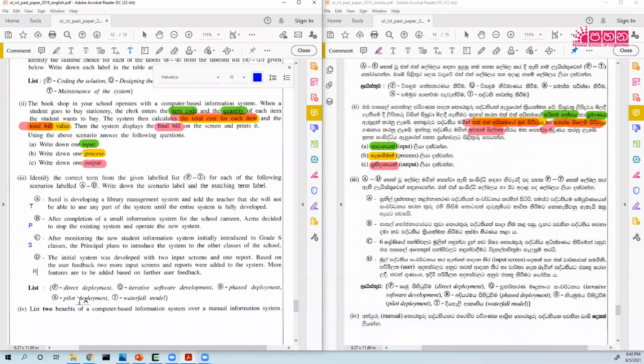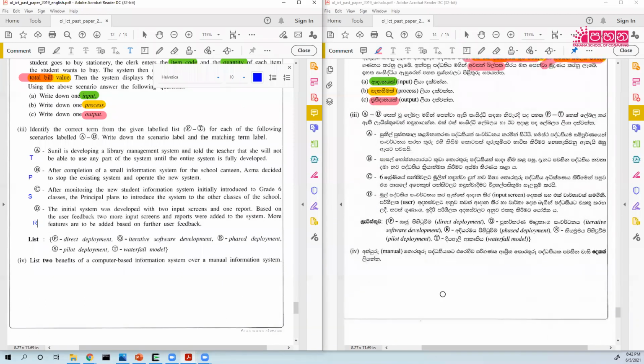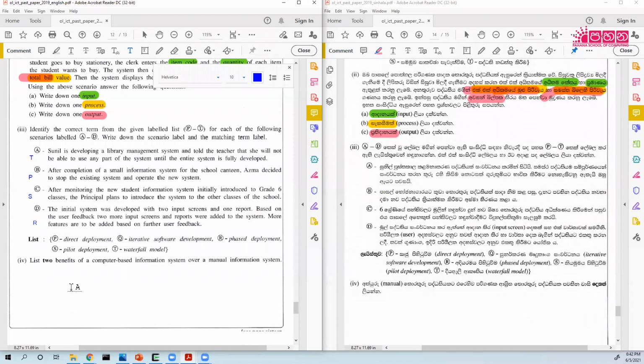Right. Okay. Last one. Can you quickly send me the answers for this one? Because last one, we have to list 2 benefits of computer-based information system over manual information system. We know traditionally we have manual systems. Now we have a computer-based system. What are the benefits? 2 benefits you will get by doing this. I want everyone to answer this.